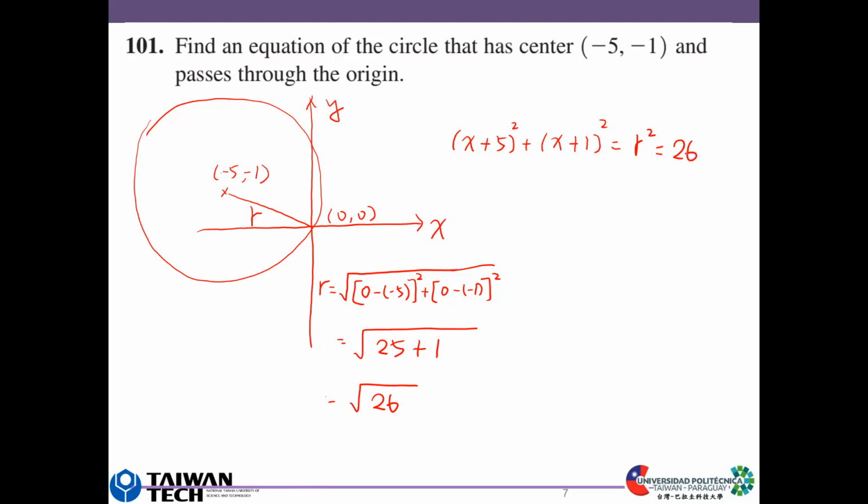All right, so this one is an easy one. So any problems with this one?